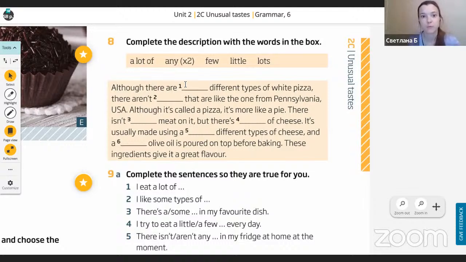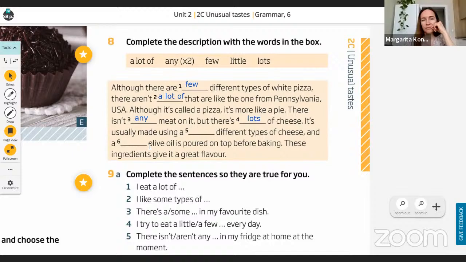Although there are few different types of white pizza, there aren't a lot of that are like the one from Pennsylvania, USA. Although it's called a pizza, it's more like a pie. There isn't any meat on it, but there is lots of cheese.